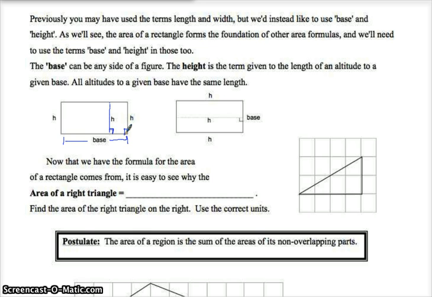intersect at 90 degrees. But who's to say that this isn't the height and this isn't the base, right? It doesn't really matter. We could flip that, we could make it long. So this would be the height, this would be the base, or it doesn't matter how you look at it, as long as you're identifying your base and your height and they're intersecting at 90 degrees.